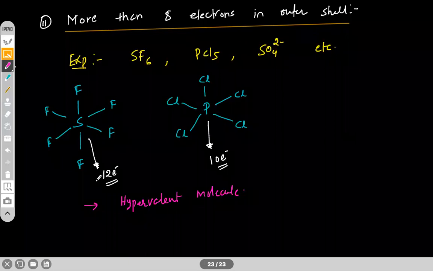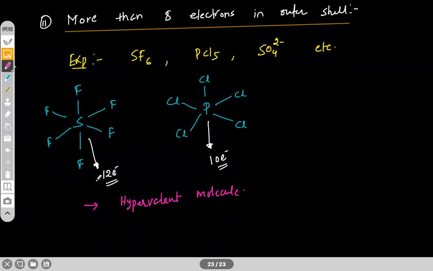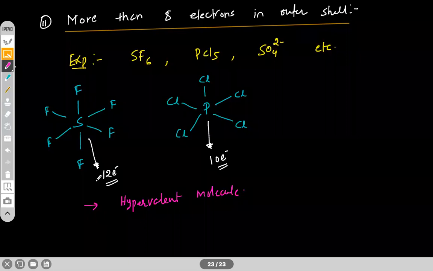Because they have D orbitals available, right? Sulfur belongs to the third period. Phosphorus belongs to the third period. And third period elements, we know they have vacant D orbitals. Hence, they can expand their octet. And we call it expanded octet.